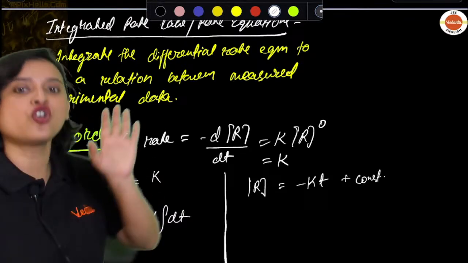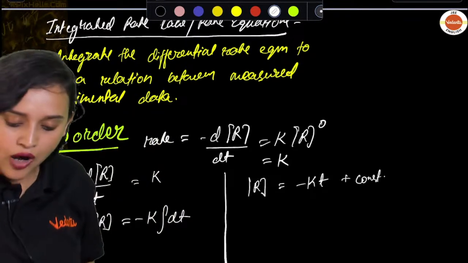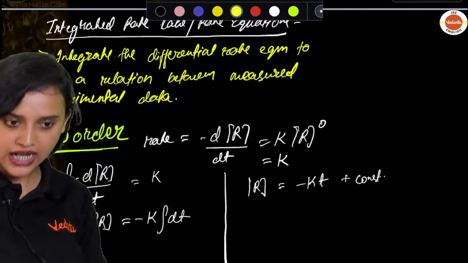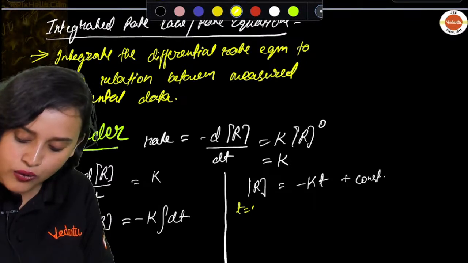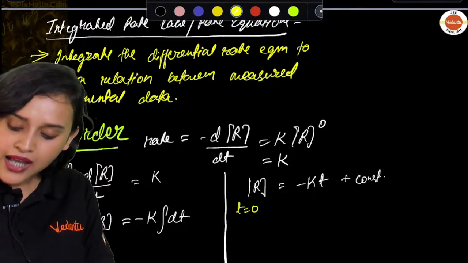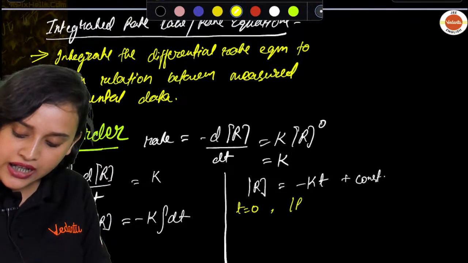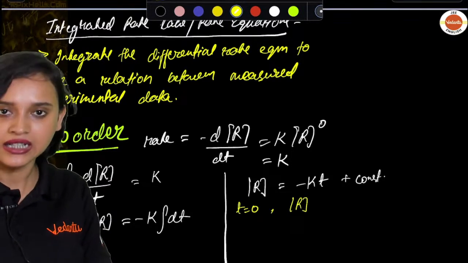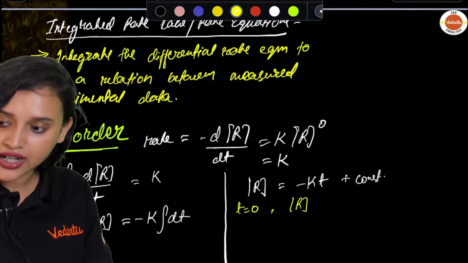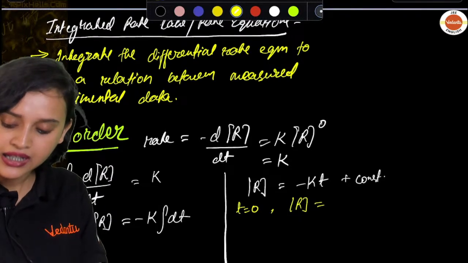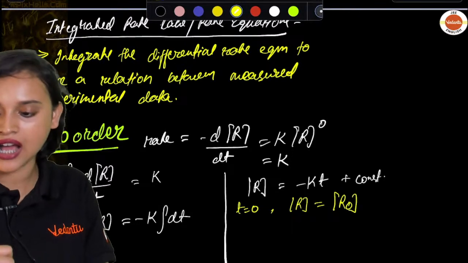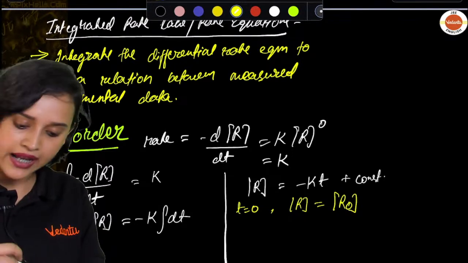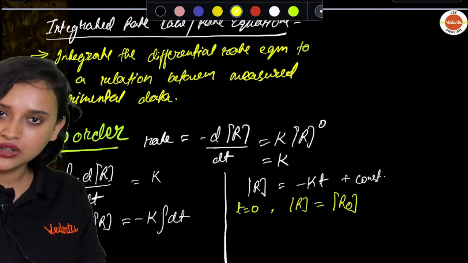Let us approach it in a different way. So imagine that at time equal to 0, I must have taken an initial concentration. So I am saying that my reactant concentration was the initial concentration R naught. Can I do this? Yes, I can do this, everybody.